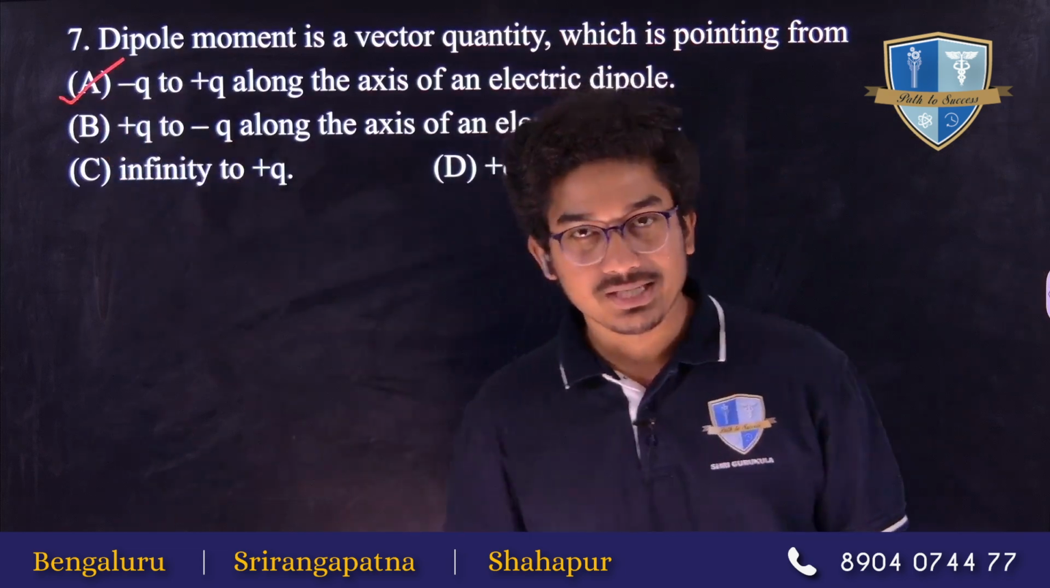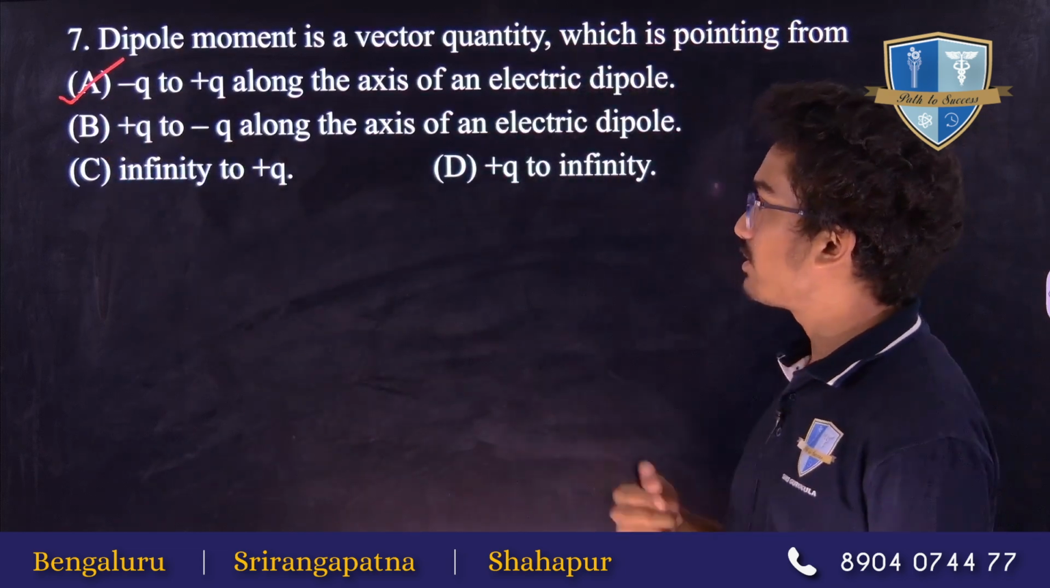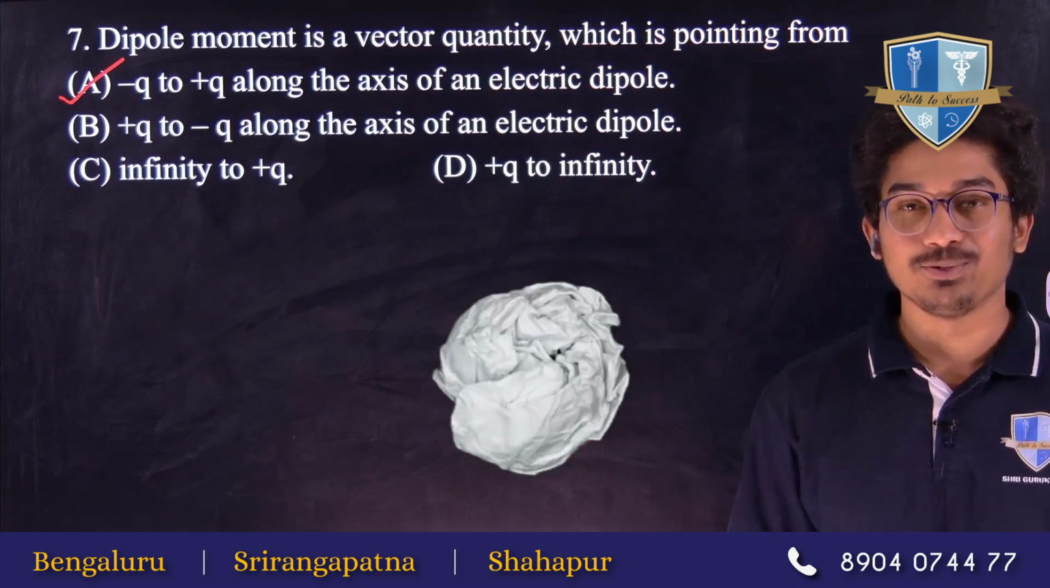So by convention, it is from negative charge to positive charge along the axis of an electric dipole.